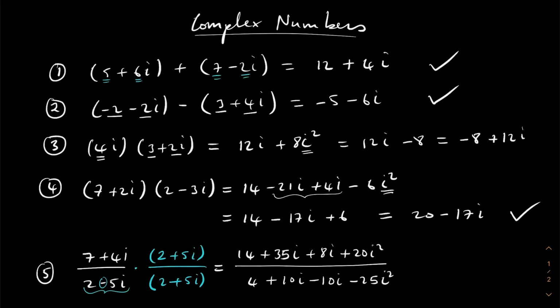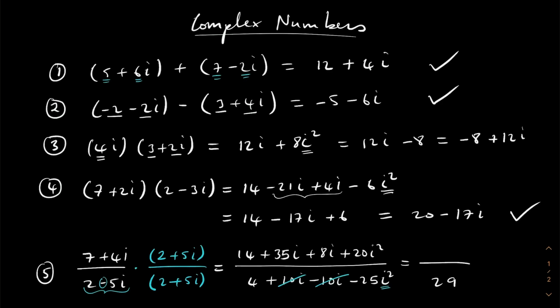Notice that the reason why we are doing the conjugate on the top and the bottom is because on the bottom here, the middle terms, plus and minus, cancel each other. And since i squared is equal to negative 1, you're going to have on the bottom here just 4 plus 25, which is the same thing as 29.